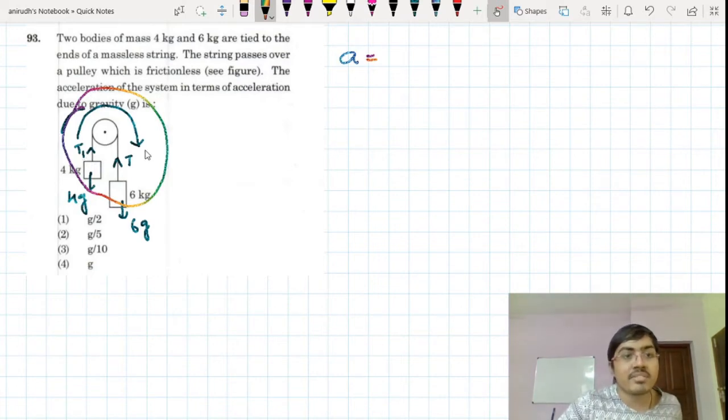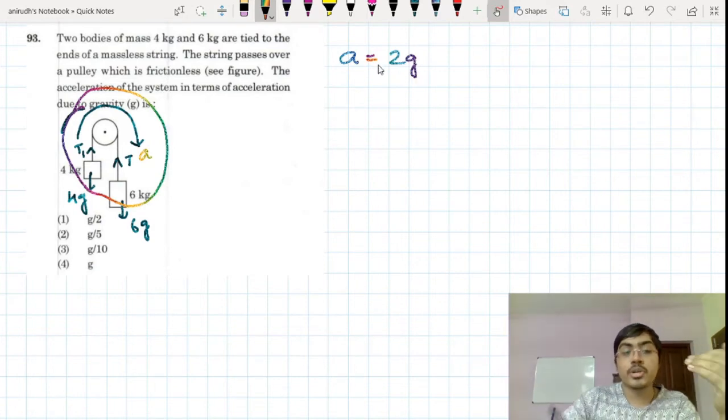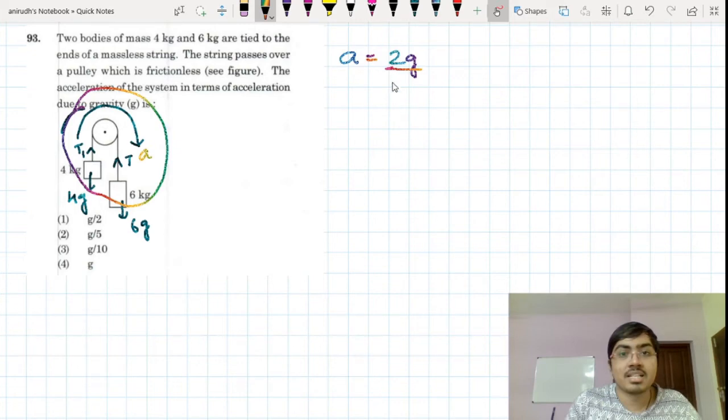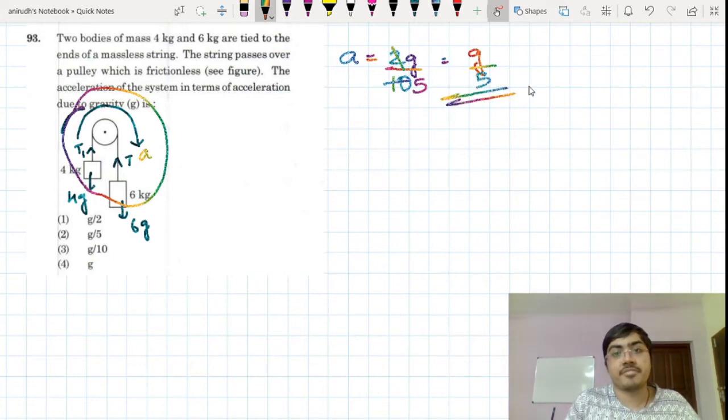So this is how the pulley will accelerate, isn't it? Now what is the net external force here? 6g is acting down, 4g is acting down. The net force acting in this direction is 6g minus 4g, 2g. That is going to bring it to the downward direction, divided by the total mass. 6 plus 4 is 10. So obviously my answer for this question is g by 5.